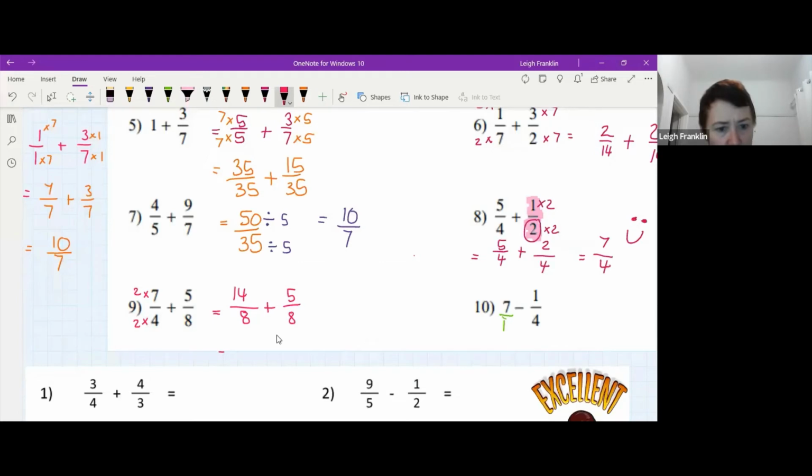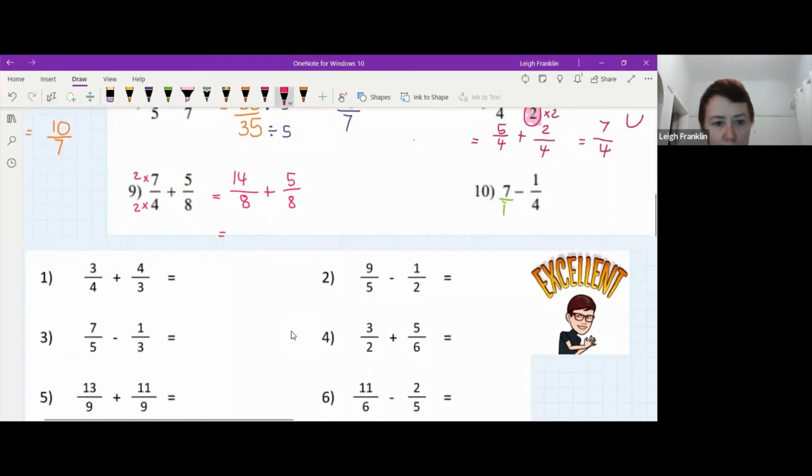Lovely. Good job. And now what are you going to do? You're going to add them and leave the denominator the same. Exactly. So you're going to leave the denominator as 8, and then you're going to add 14 and 5 together, and that's going to give you 19. Lovely. Good job, Olwa. Well done. That's great.